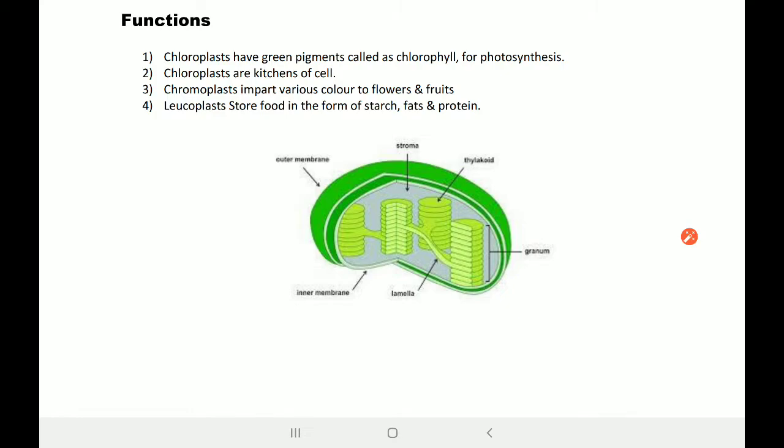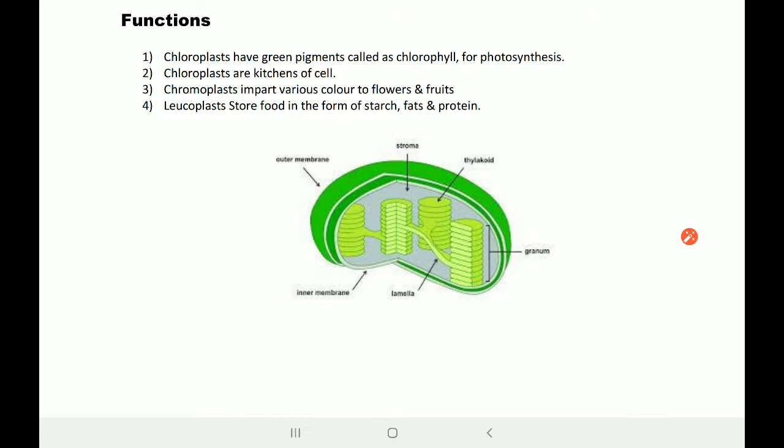Chloroplast is one of the plastids which has a green pigment called chlorophyll, which is responsible for photosynthesis. Chloroplast is called the kitchen of a cell. I hope you understand why we call this the kitchen of a cell, because they prepare their own food. So if I ask you who is the kitchen of the cell, the answer is plastid. Who is the suicidal bomb of a cell? The answer is lysosome. And who is the powerhouse of a cell? The answer is mitochondria, right?